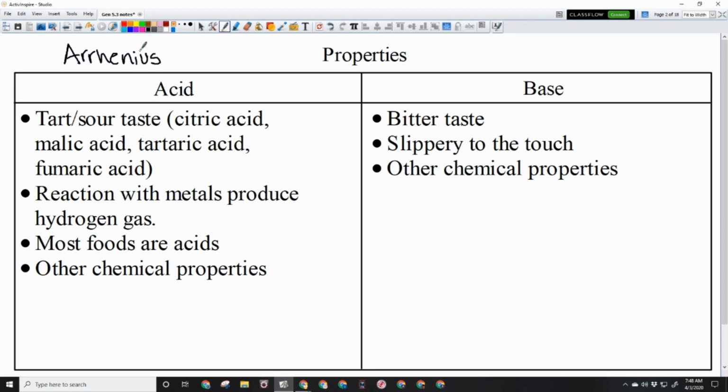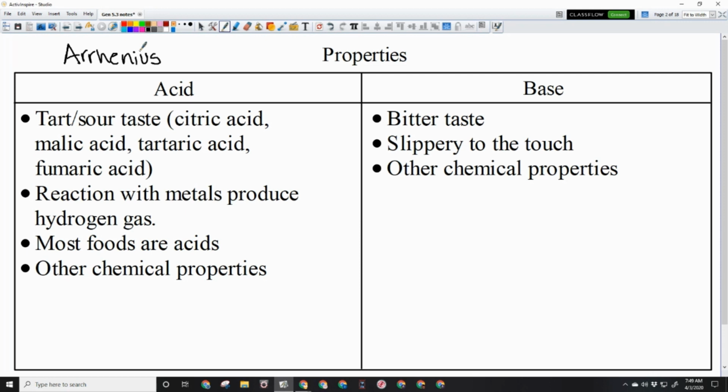All right, acids have a tart or a sour taste, and this comes from several acids. It could be citric acid, malic acid, tartaric acid, or fumaric acid. And we know that sour candies like Warheads, Sour Patch Kids, Sour Punch straws are sour.